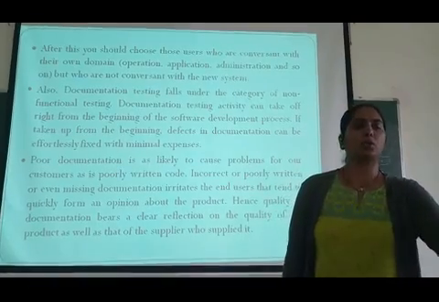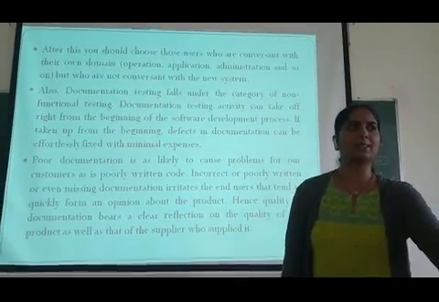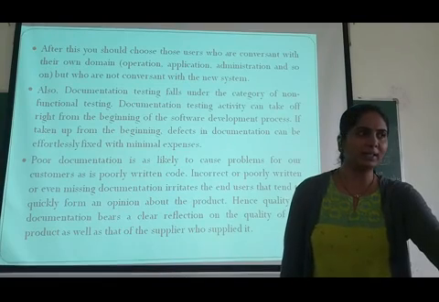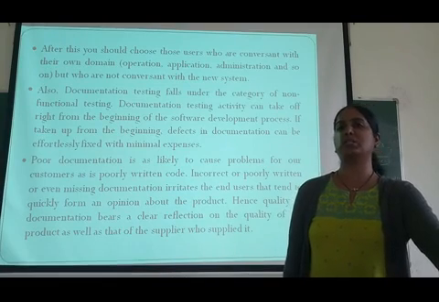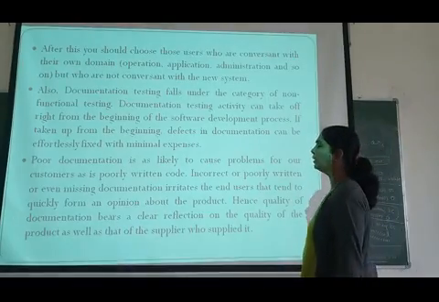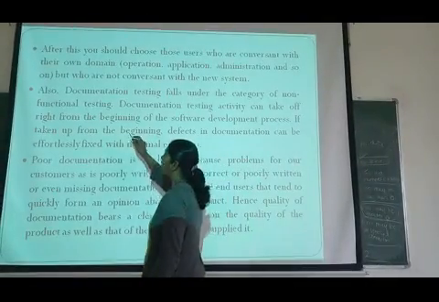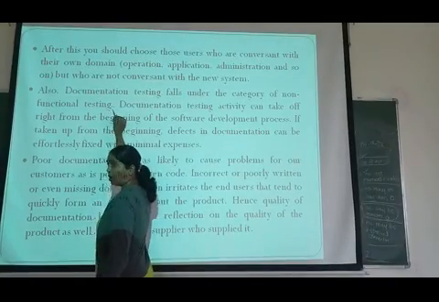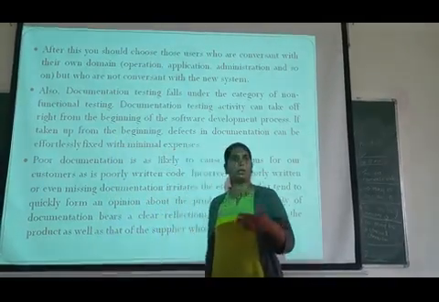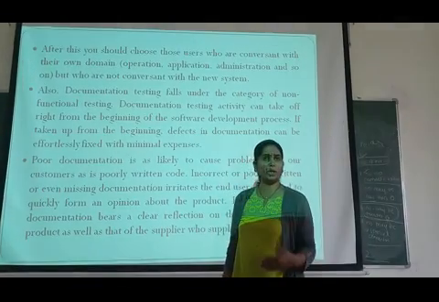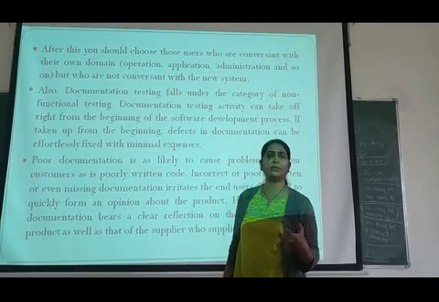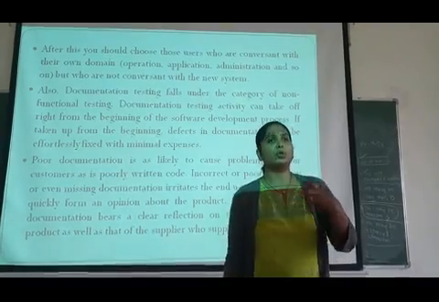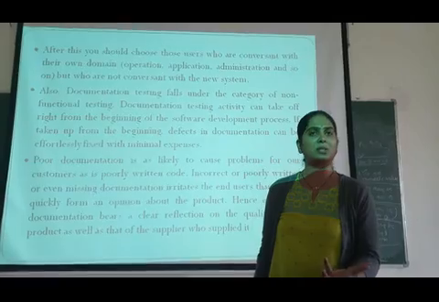Also, documentation testing falls under the category of functional testing. Actually, it is one of the parts of functional testing. Whenever you are learning these subjects, each and every time you are going to learn different types of testing, so try to remember the types of testing only.